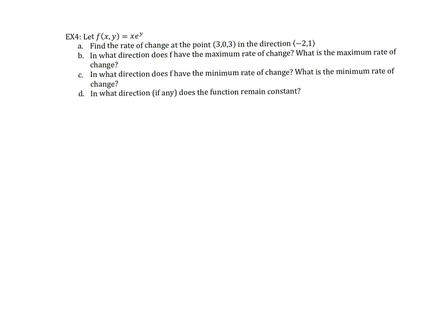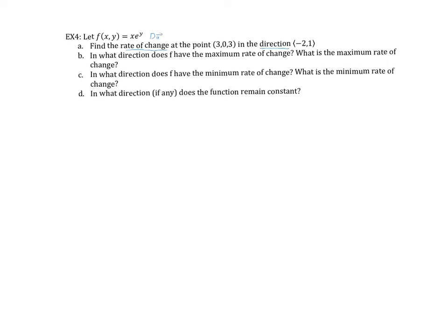Which brings us to example 4. We have this function x e to the y, and we need to find the rate of change at the point (3, 0, 3) in the direction of the vector (-2, 1). And I'll ignore parts B, C, and D for now. Let's look at part A. We're trying to find a rate of change, and we're given a direction. So that tells me that I'm trying to find a directional derivative.